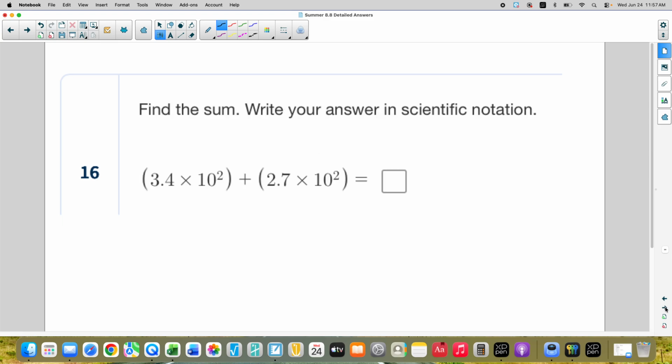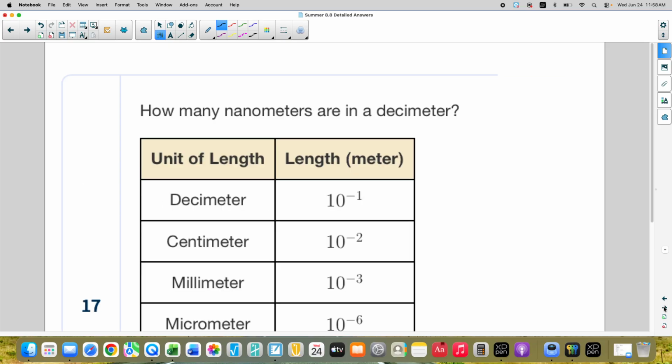Find the sum. Write your answer in scientific notation. Since we have like bases, what we can do is add these two, and we get 6.1, 3.4, 2.7 times 10 to the second. Now, we're not adding these exponents because we're adding these. So that's just going to be 6.1 times 10 to the second. That's a nice, easy one. Yeah, 6.1 times 10 to the second. Real nice and easy. So completely different from multiplying and dividing.